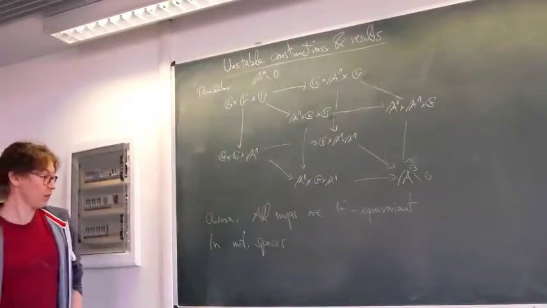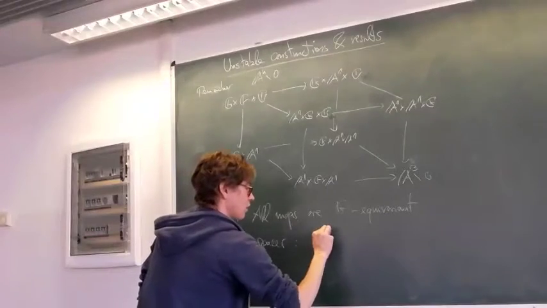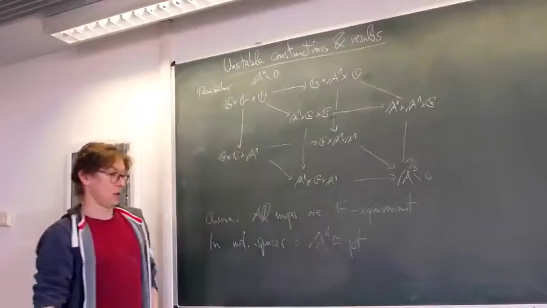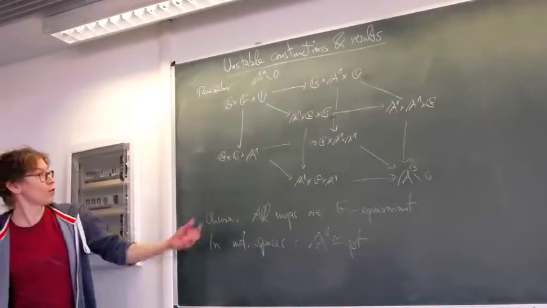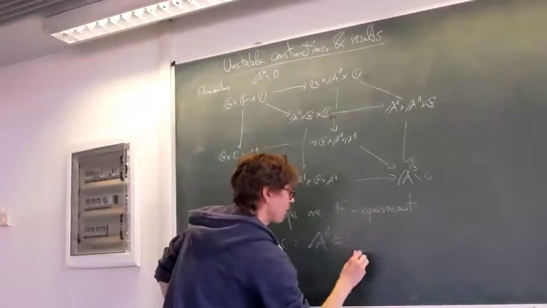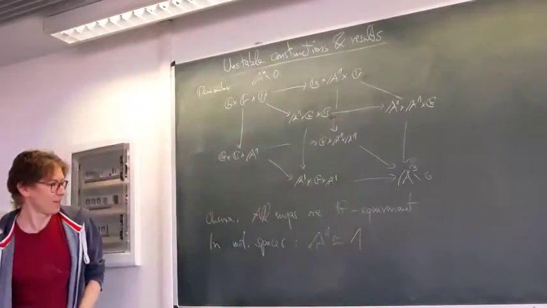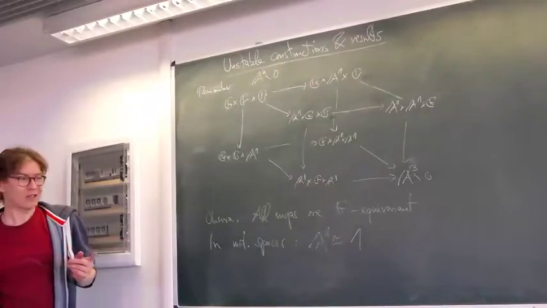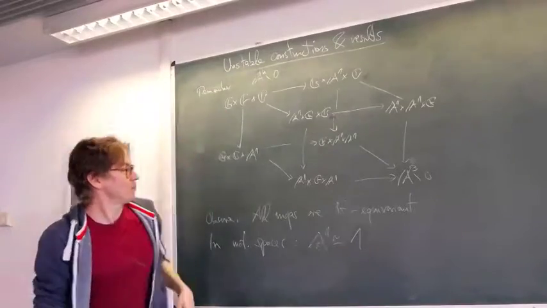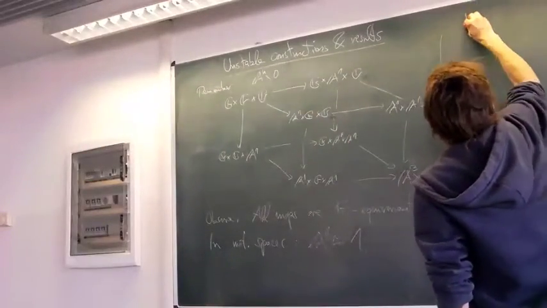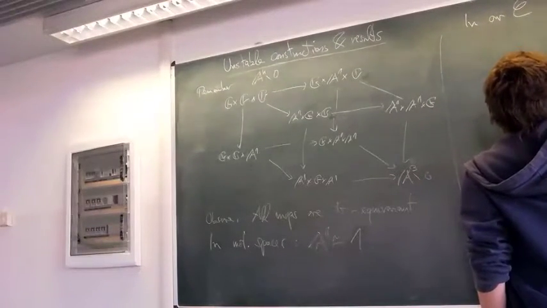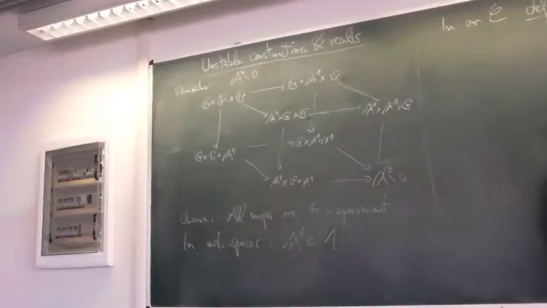In motivic spaces, we have contracted the affine line to a point, so the product with a point is nothing. It's a terminal object, and the product with a terminal object doesn't change anything, so I can really just define.